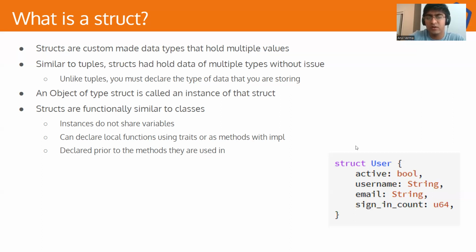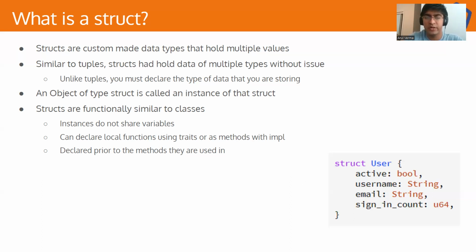So an object of the type struct is called either an instance of that struct or an object of that struct. They're interchangeable, and I'll be using them interchangeably throughout this lecture, but the common convention is to call it an instance. And functionally, structs are very similar to classes. So you'll also hear me refer to structs as classes very frequently. They are not necessarily the same thing. Classes are more encompassing than structs, but they have much of the same behavior.